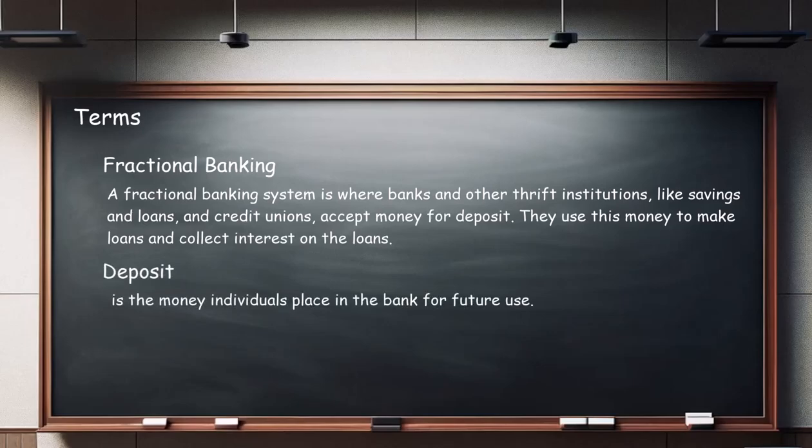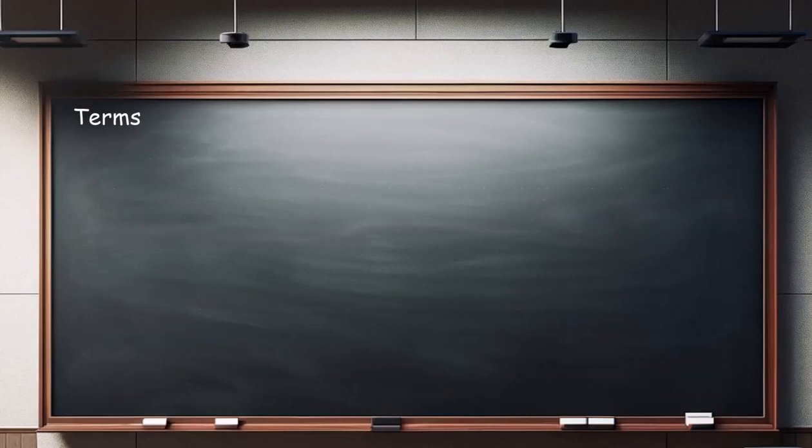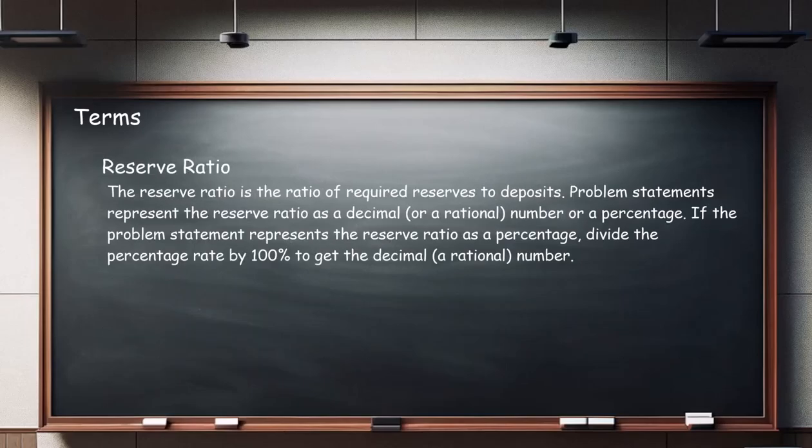A deposit is the money an individual places in the bank for future use. Required reserves are part of the bank's deposit, which it must hold in case the depositor wants their money. The reserve ratio is the ratio of required reserves to deposits. Problem statements may represent the reserve ratio as a decimal, or a rational number, or a percentage.